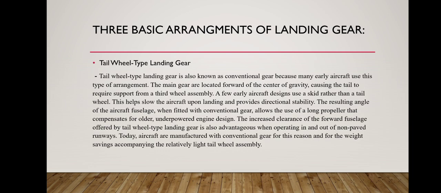A few early aircraft designs use a skid rather than a tail wheel. This helps slow the aircraft upon landing and provides directional stability. The resulting angle of the aircraft fuselage when fitted with conventional gear allows the use of a long propeller that compensates for older, underpowered engine designs. The increased clearance of the forward fuselage offered by tailwheel type landing gear is also advantageous when operating in and out of non-paved runways. Today, aircraft are manufactured with conventional gear for this reason and for the weight saving accompanying the relatively light tailwheel assembly.